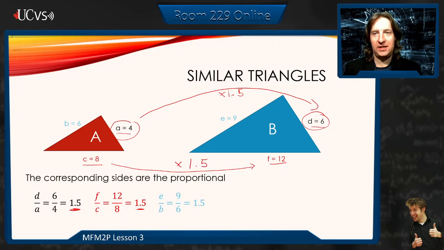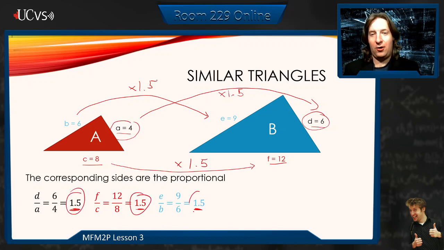And for the last one, B and E, sorry, I have 9 and 6. And if I divide them, I get 1.5. They're all the exact same. So for me to go from B to E, again, I multiplied by 1.5. And notice these are all the same. All the numbers are the same.